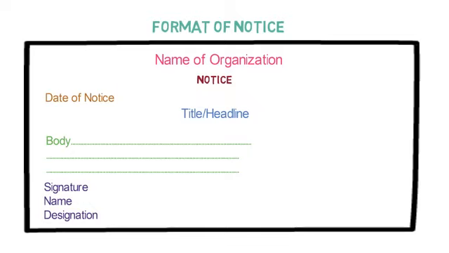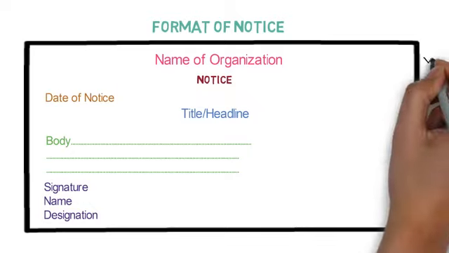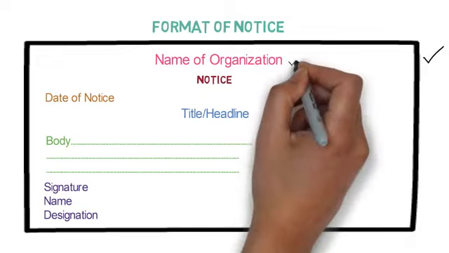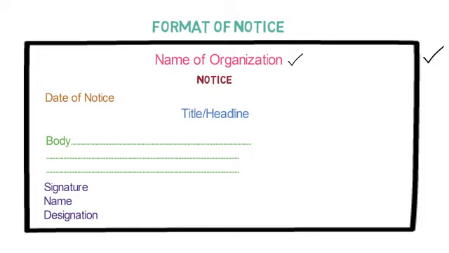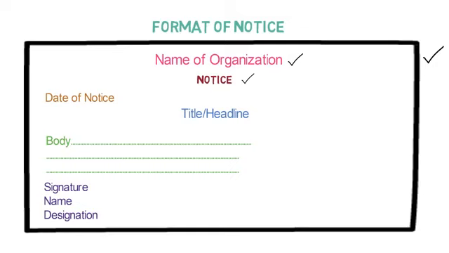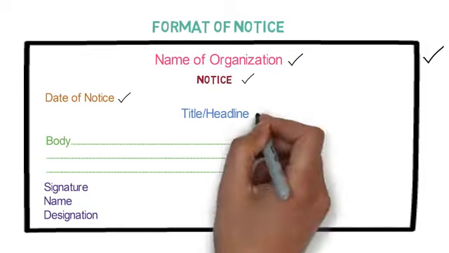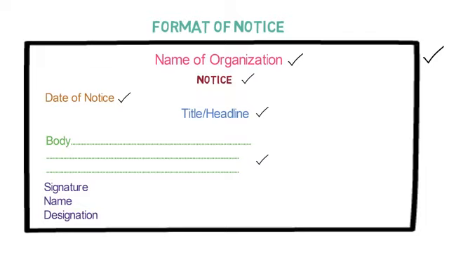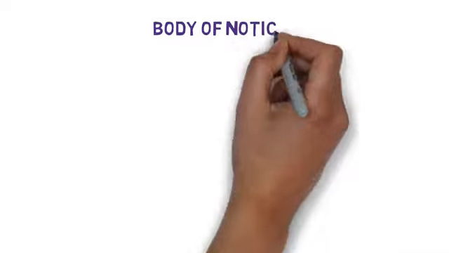Again I will repeat the entire format quickly. Firstly, draw a rectangular box. In that box, in the top middle portion, the name of the organization which is issuing the notice must be written. Then, right below it, the word notice needs to be written. Then on the left hand side, write the date on which the notice is issued. Below it, write the title of the notice. Then below it, the body of the notice comes, and after the body is completed, the signature, name and designation of the issuing authority come.